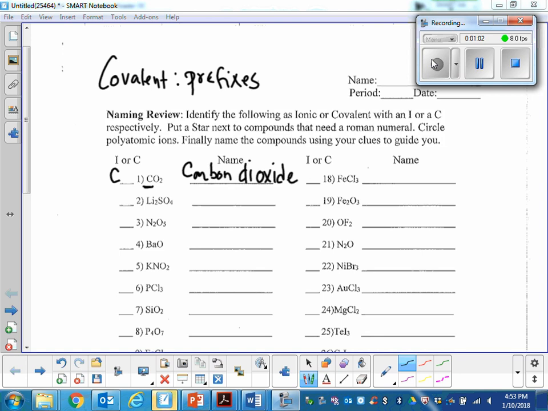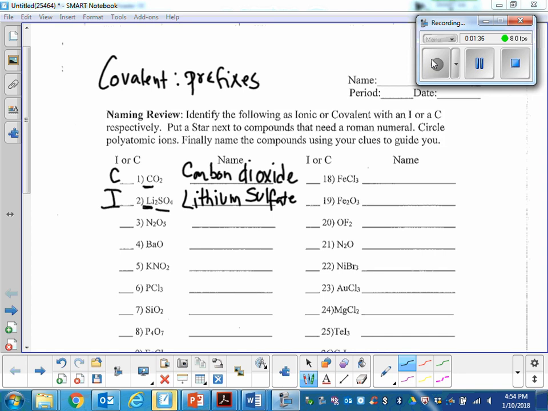Let's look at the next element. I'm looking at the very first element. It is a metal, making this substance an ionic compound. Not only do I have to recognize that lithium is a metal, I also have to recognize that it's not a transition metal and it does not require a Roman numeral in its name. Therefore, the name is going to be really easy here. You just write the name of the metal, lithium, and you should be able to recognize the polyatomic ion. It's sulfate. So the name of this compound is just lithium sulfate.